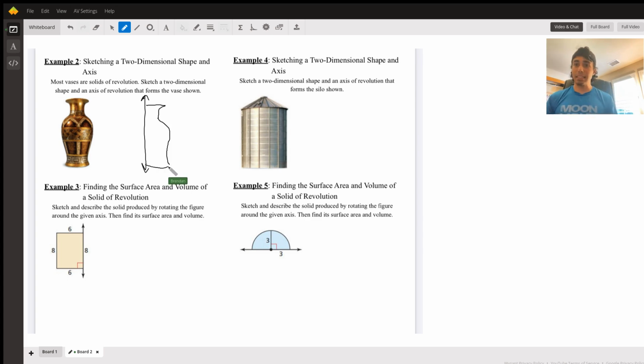But that's the idea. If I'm spinning that two-dimensional shape around the axis, it would make the vase. Think about rotating that around the axis. That's going to make our vase. Again, it's hard for me to demonstrate this with my hands. Check out those other YouTube videos if you have more questions about that.